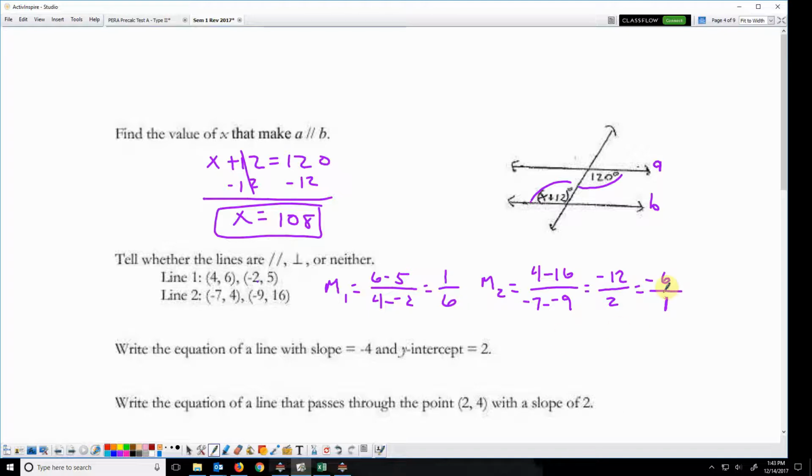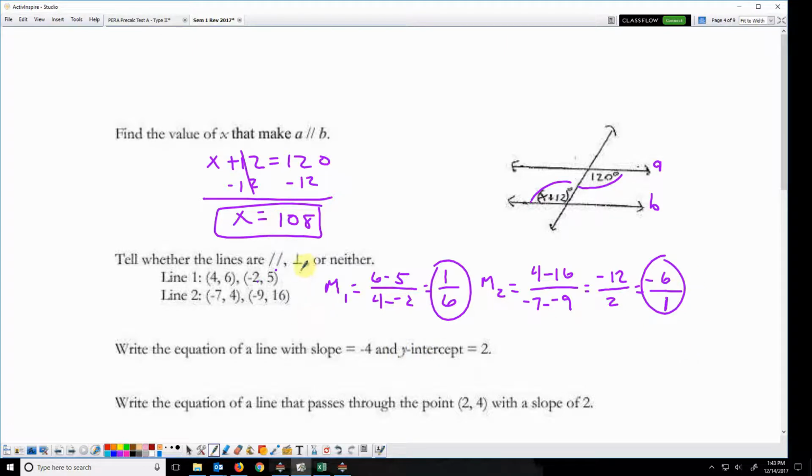If these two slopes are exactly the same, then the lines are parallel. If these two slopes have the opposite sign, and they are reciprocals of each other, so one's positive, one's negative, and the fractions are flipped, they are opposite reciprocals. We're looking at opposite reciprocal slopes here, so these lines are perpendicular.